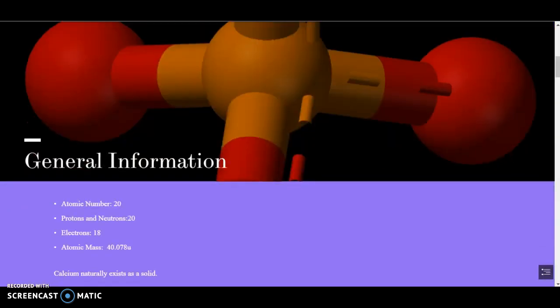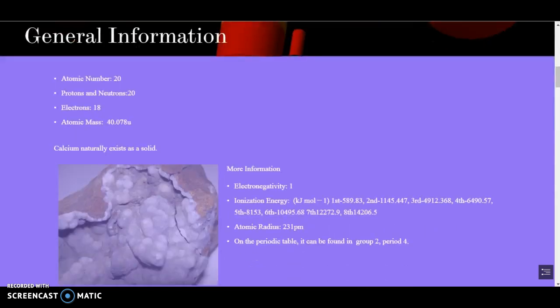So some general information. Calcium ion's atomic number is 20. It has 20 protons and 20 neutrons and 18 electrons. 2 electrons are lost, which makes this atom have a positive charge. And it has an atomic mass of 40.078 daltons. Calcium naturally exists as a solid.